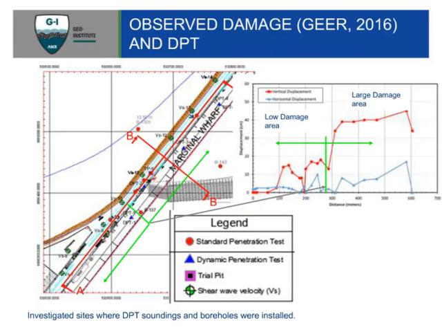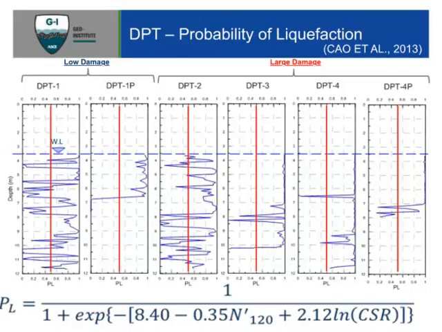So this is based on the GEER report of large damage and low damage. And you can see here the probability of liquefaction based on Cao et al. 2013 method with N120, the dynamic penetration values. And the CSR is the cyclic shear stress ratio calculated from the total stress analysis. And we see the probability of liquefaction, and I put in red the 50% probability of liquefaction. With low damage, we see based on 7 meters from DPT1P no probability of liquefaction, only the upper part. And then for DPT1, we have some layers that actually liquefied.